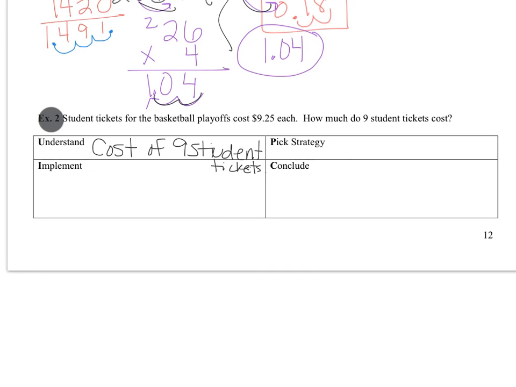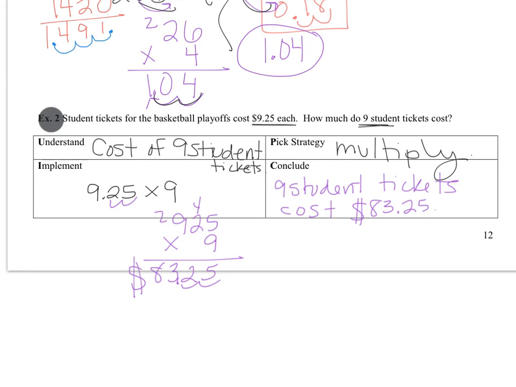Picking a strategy. If I need 9 tickets and they all cost the same per ticket, I could do repeated addition, $9.25 plus $9.25. But a faster way to do repeated addition is to multiply. So in our implement strategy, you get to try another one on your own. We're taking our $9.25 times 9. Try it on your own.